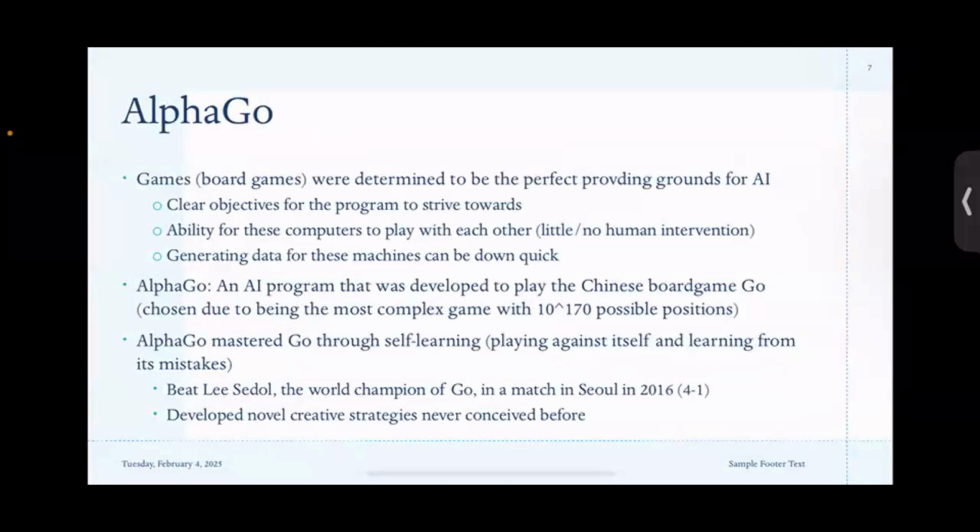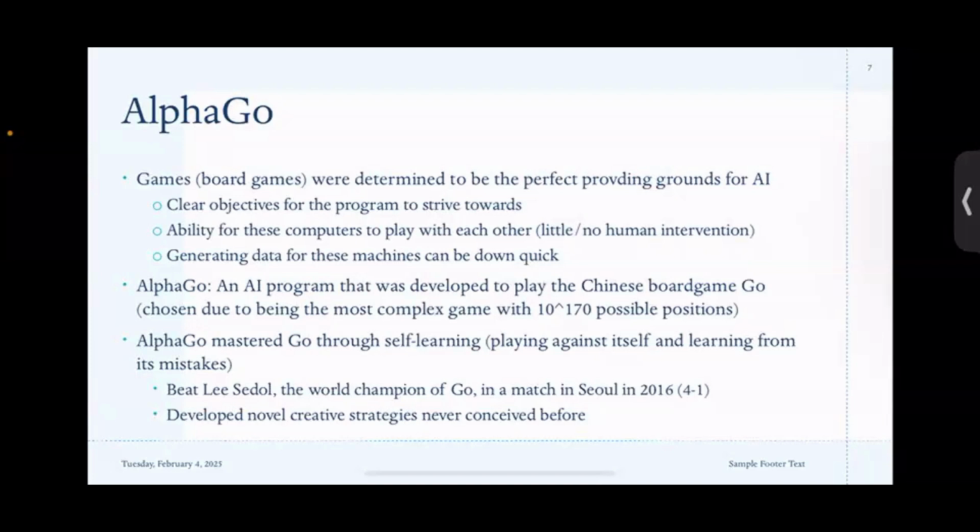Now in the lecture, he gave the reason why board games were determined to be the perfect proving ground for AI, and there are three main ideas. They have clear objectives for the program to strive towards, the ability for these computers to play with each other, meaning very little to no human intervention, and the data for these machines can be generated quickly.